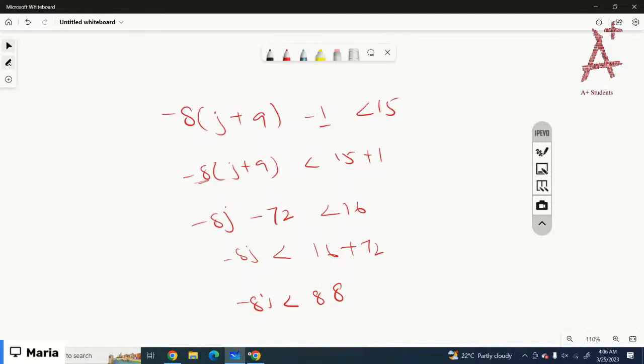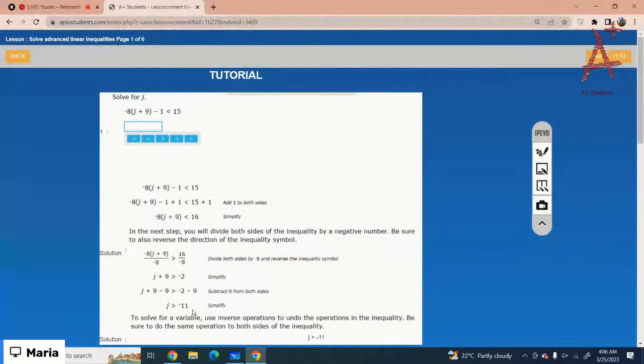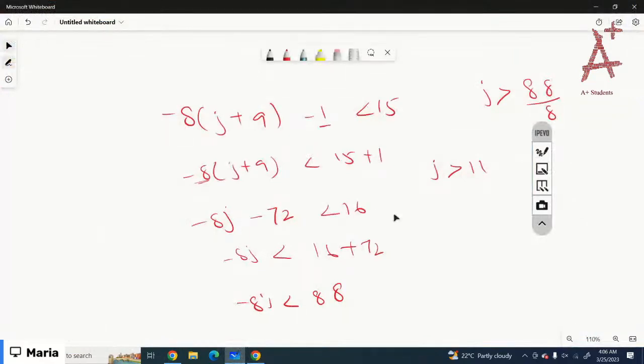Now you have to divide both sides by negative 8. It would be j is greater than 88 over 8. 88 over 8 is 11. Got it? So the correct option is negative 11. Yes, because we divided both sides by negative 8, it is j is greater than negative 11. Got it? So the correct option is j is greater than negative 11.